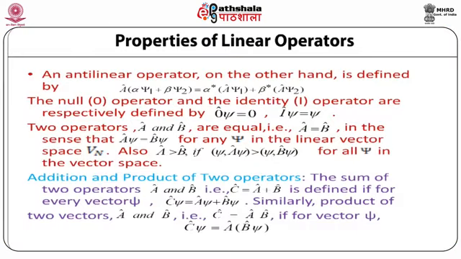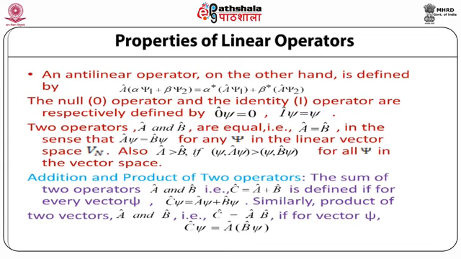Then we define an operator A such that it is said to be linear if operator A acting on the vectors psi 1 and psi 2 in such a manner that, supposing we have two scalars alpha and beta, then operator A acting on scalar alpha into psi 1 vector plus scalar beta into psi 2 vector is equal to alpha times operator A acting on psi 1 plus beta times operator A acting on psi 2 for every pair of vectors psi 1 and psi 2, and for every pair of scalars alpha and beta, whether they are real or complex. Properties of linear operators.